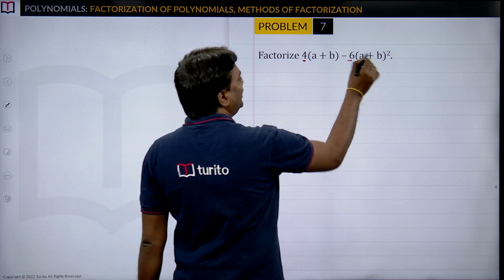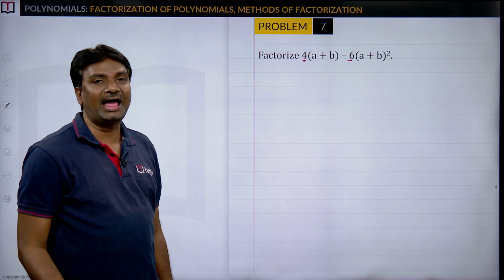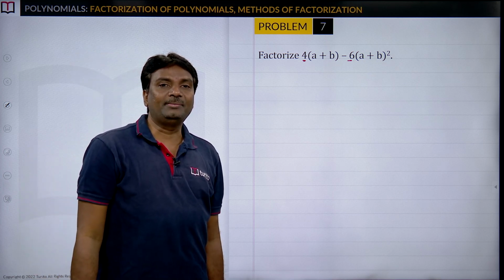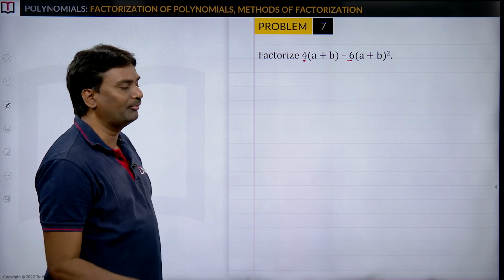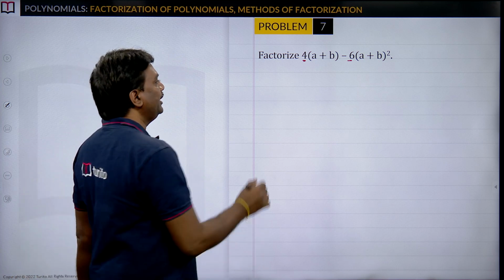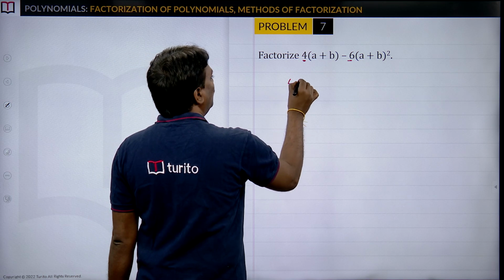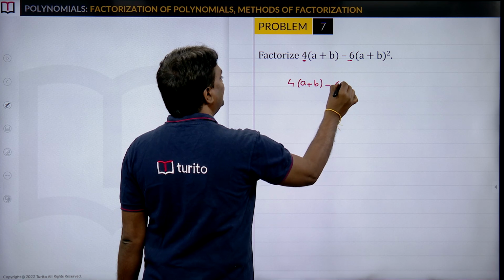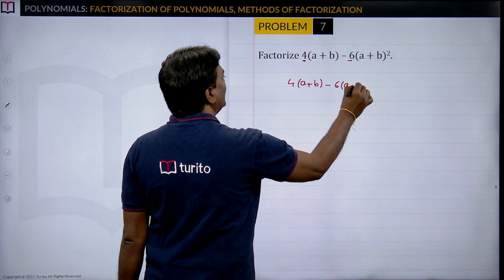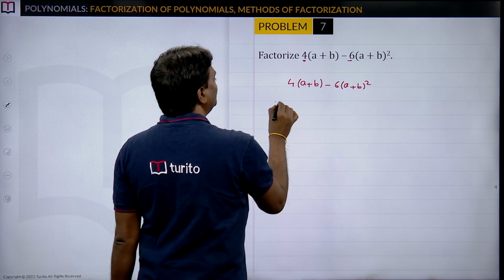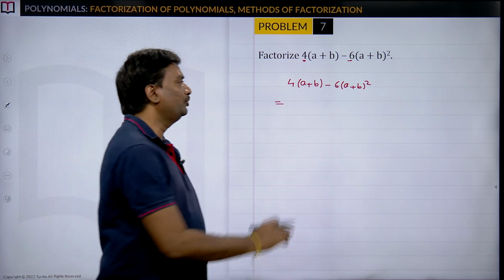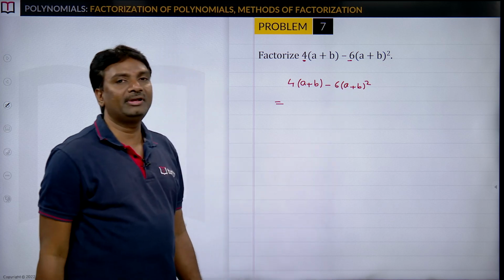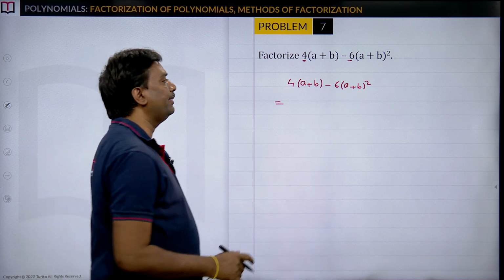Here we have (a+b), and here (a+b) whole square, which can be written as (a+b) into (a+b). So, that is why (a+b) is also a common factor. 4 into (a+b) minus 6 into (a+b) whole square. 4 can be written as 2 into 2, 6 can be written as 2 into 3, and (a+b) whole square can be written as (a+b) into (a+b).